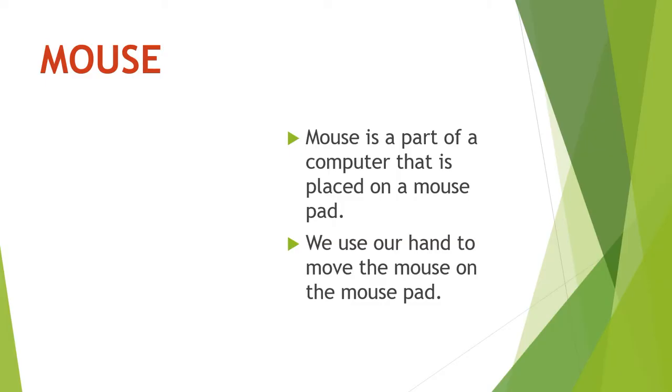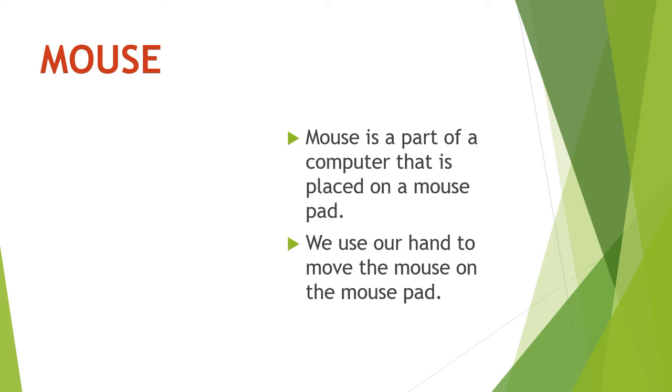Next is mouse. Students, we have already learned about uses of mouse in our previous classes. Mouse is a part of a computer that is placed on a mouse pad. We use our hand to move the mouse on the mouse pad. We use our finger to click the buttons on the mouse.